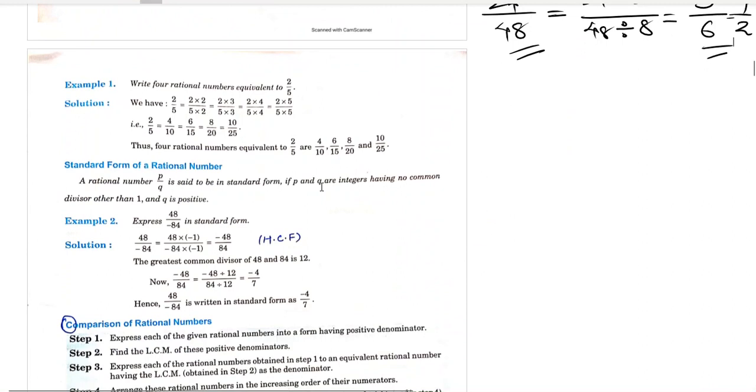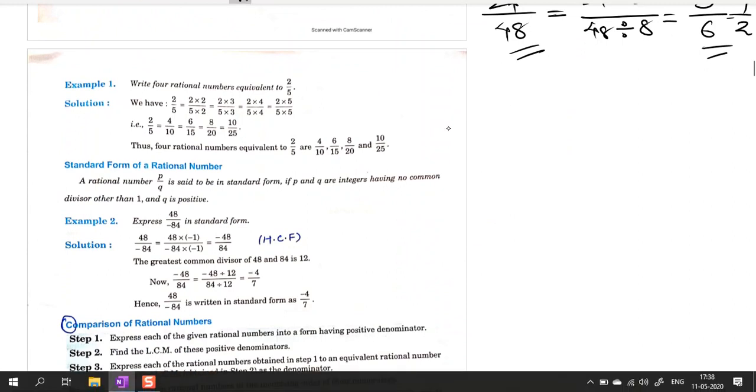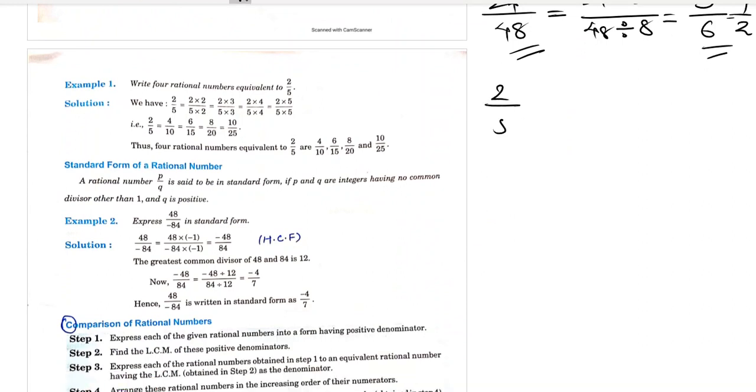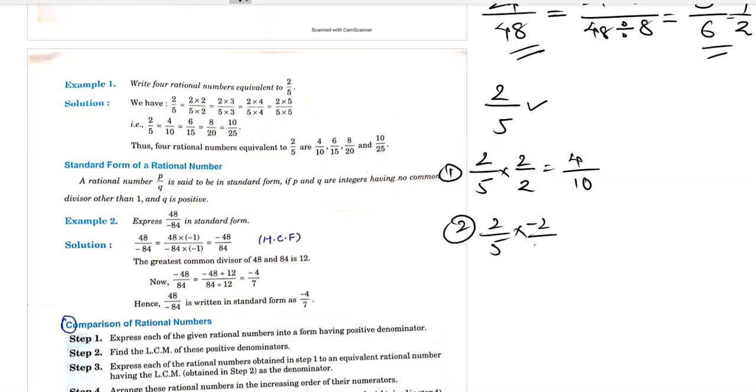See the first example. Write 4 rational numbers equivalent to 2 by 5. So my number is 2 by 5. I have to write 4 rational numbers equivalent to 2 by 5. So the first one will be 2 by 5 into 2 by 2, which is 4 by 10. Second one, 2 by 5 into minus 2 by minus 2, which is minus 4 by minus 10.